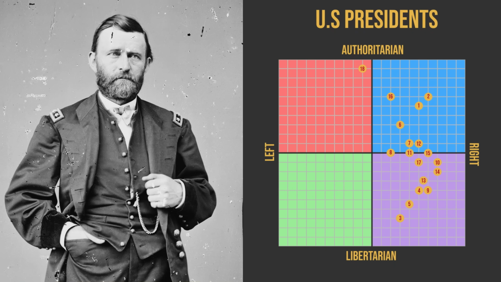Ulysses Grant was a bit of a late bloomer in his political ideology, being somewhat indifferent to it like fellow military president Zachary Taylor. However, the events of the Civil War and the influence of the radical Republicans would contribute significantly to the shaping of Grant's ideology.